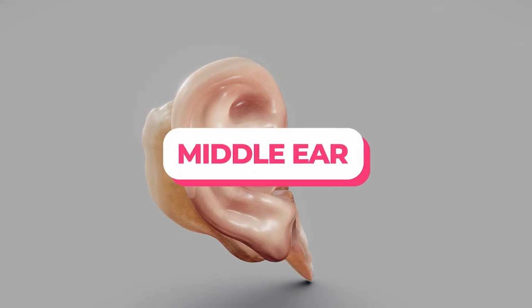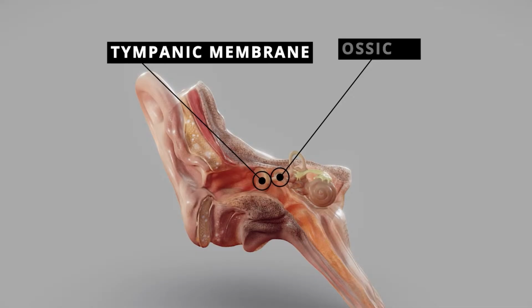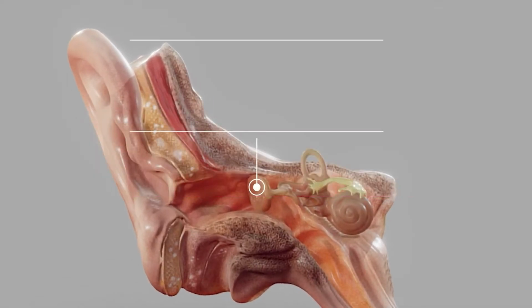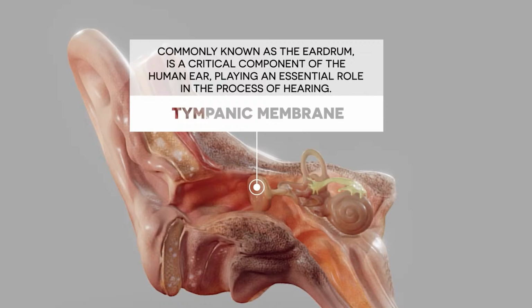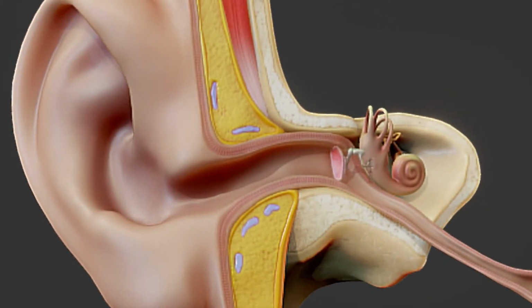Middle ear. The middle ear has two major components, the tympanic membrane and the ossicles. Tympanic membrane or eardrum. The tympanic membrane, commonly known as the eardrum, is a critical component of the human ear, playing an essential role in the process of hearing. Here's a detailed explanation of its structure, function, and importance.